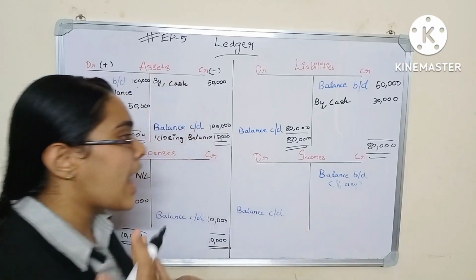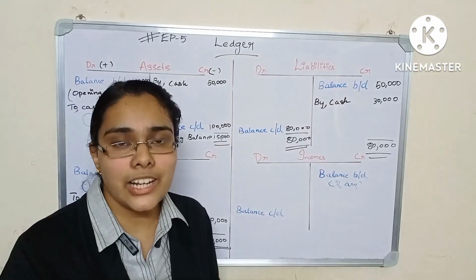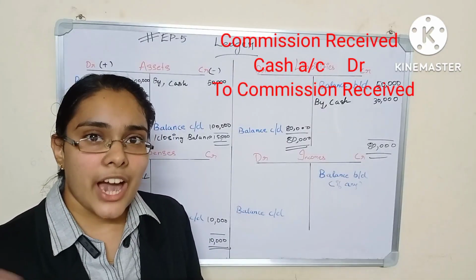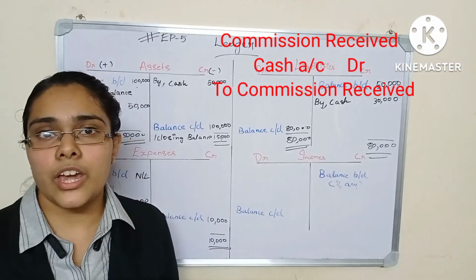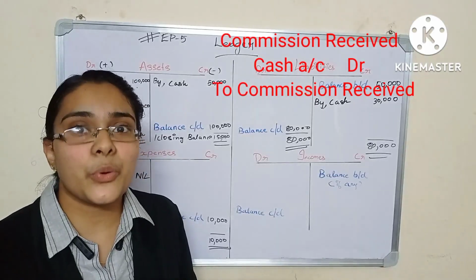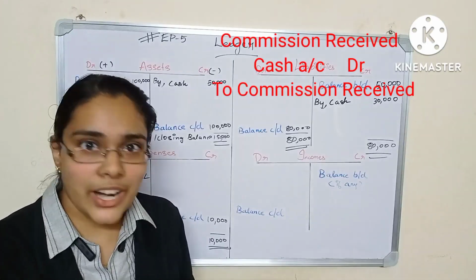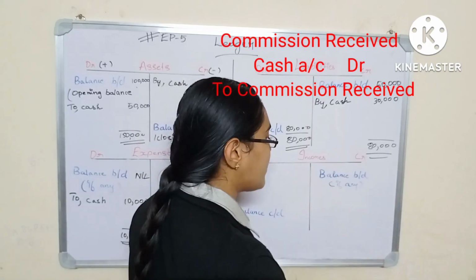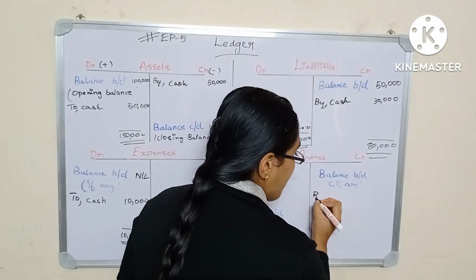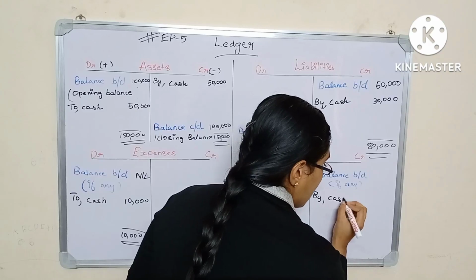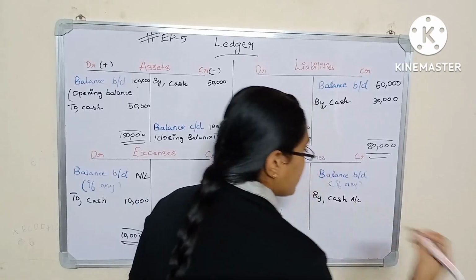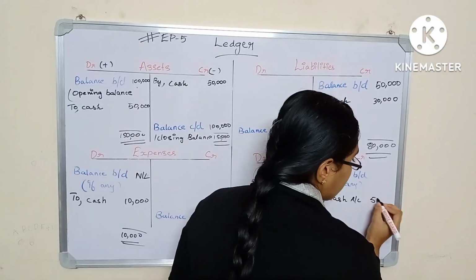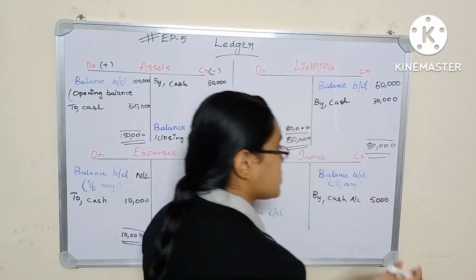And if you have an income, suppose you are receiving commission, what will be the entry? Cash account debtor to commission received. The commission received account you have credited, so you will enter the credit side of that particular income account and you will write the other aspect. So you will write by cash account. How much you are receiving as commission, you can write there. Suppose you are receiving the amount 5,000, so you will write 5,000 there.